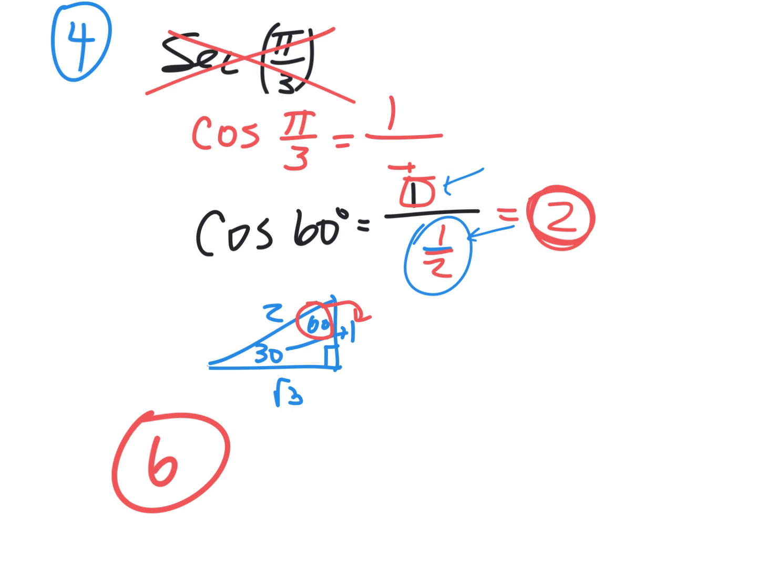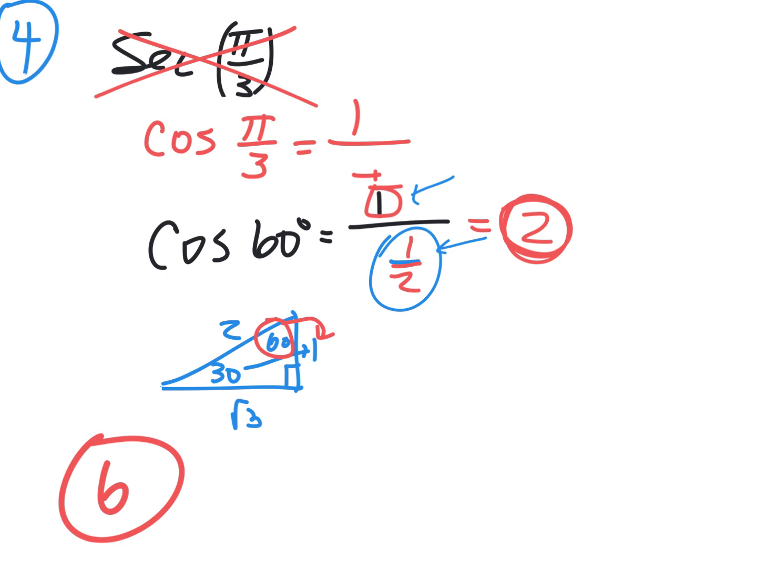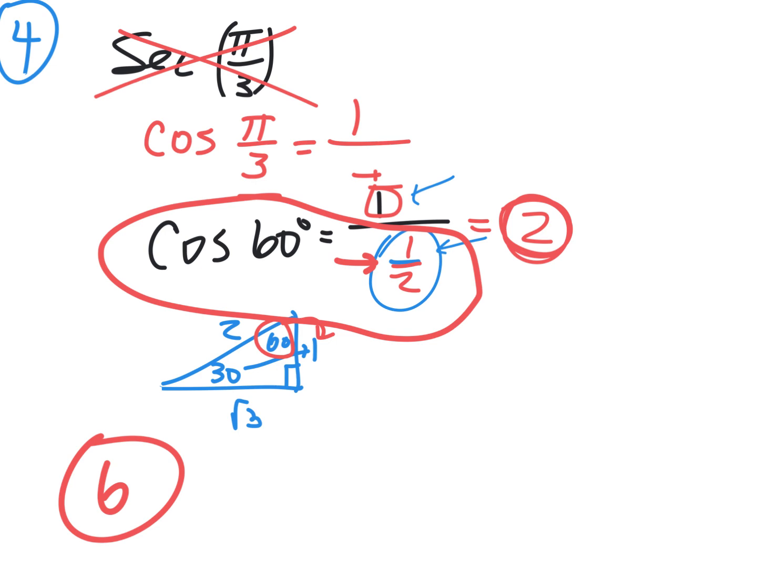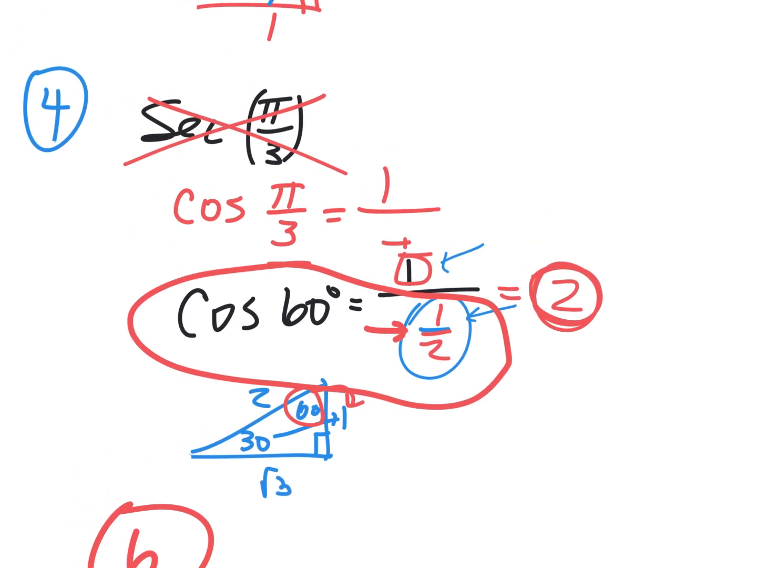So the final answer of the last one, would you not flip it to be secant? It was 1/2. The answer was, cosine of 60 is a half. Then I flipped it. So the answer was 2.